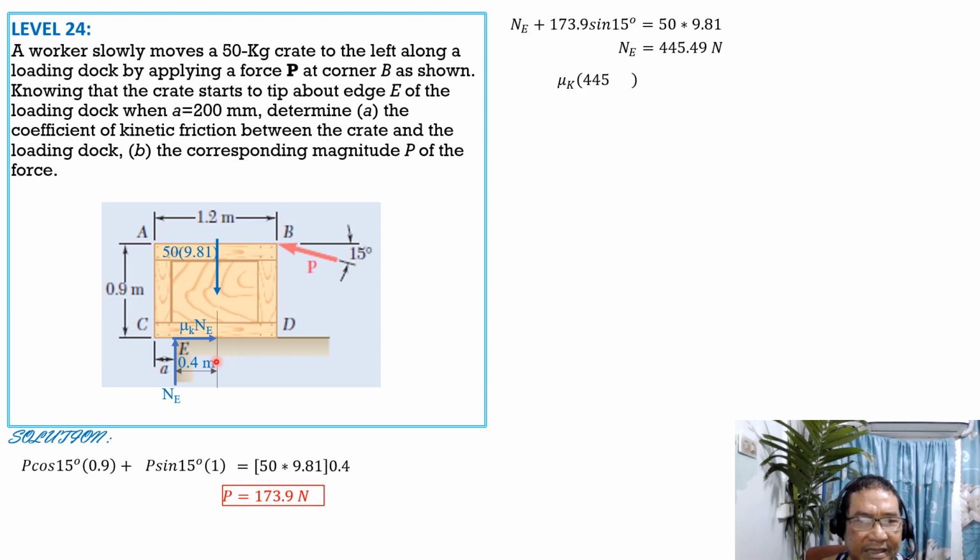Having found N sub E, we now sum up forces horizontal. So mu sub K times N sub E, 445.49, equals the horizontal component of P, P cosine of 15 degrees, or 173.9 cosine of 15 degrees. Solving for mu sub K, it is equal to 0.3771.